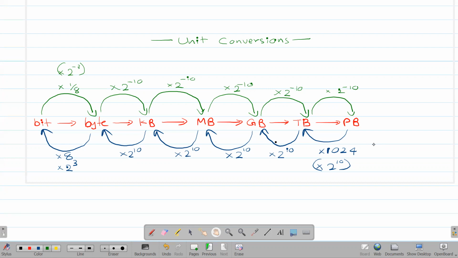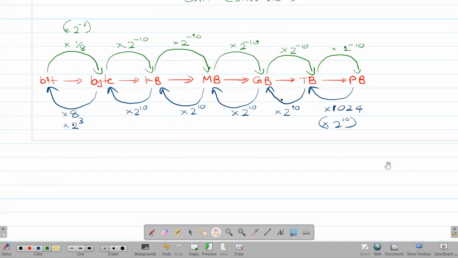All right, so I'll show you how the conversions are going to happen. I'm taking an example. Let's say you are asked a question, something like this. So example number 1.